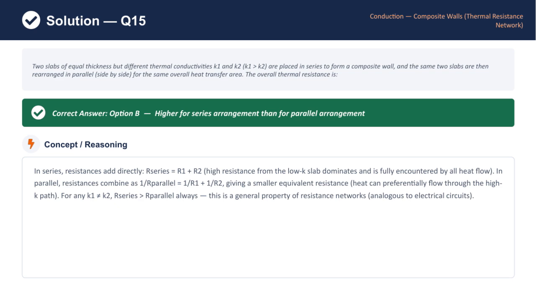On the other hand, when the slabs are arranged in parallel, side by side, the heat can flow preferentially through the slab with higher conductivity, lowering the overall resistance. In this case, the total resistance is found by combining the resistances inversely, similar to parallel electrical circuits. The result is always a smaller thermal resistance compared to the series arrangement. Therefore, for any two slabs with different conductivities, the overall thermal resistance in series will always be higher than in parallel. This is a fundamental property of resistance networks and helps us understand how arranging materials affects heat transfer efficiency.